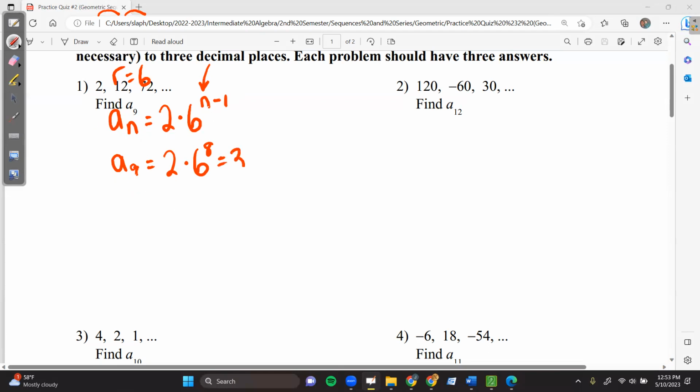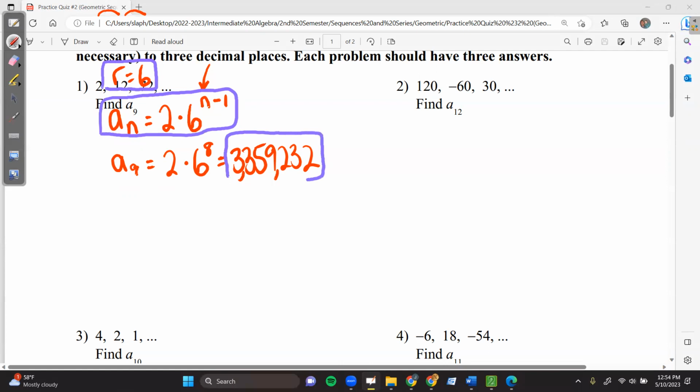this number, 3,359,232. And then we should always insert commas, remember, to start from right to left. So I'm going to put a comma after those 3 and after those 3. So we want to box those up and say, yeah, those are our final answers. And so one answer is R equals 6. The second answer is there's my explicit formula. And my third answer is this, which is the ninth term.